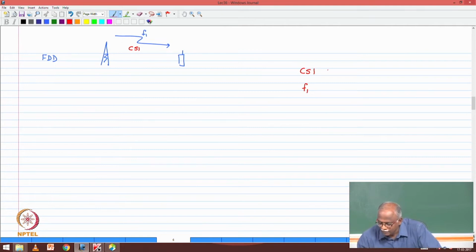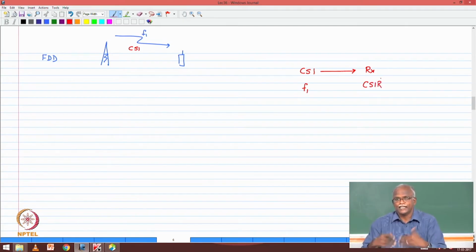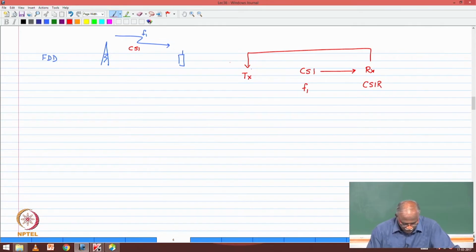Now, what happens when my receiver receives the signal? At the receiver, I try to estimate the channel. So, then what I get is CSIR. I have estimated the channel state information at the receiver. Now, does the transmitter know what the channel state is? Absolutely no idea. It has no clue, because it only sees F2. So, it knows channel state information at F2, but it does not know channel state information at F1. So, the only way the transmitter is going to know the channel state information is if the receiver passes that information.